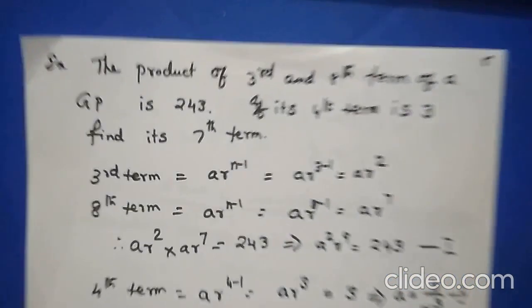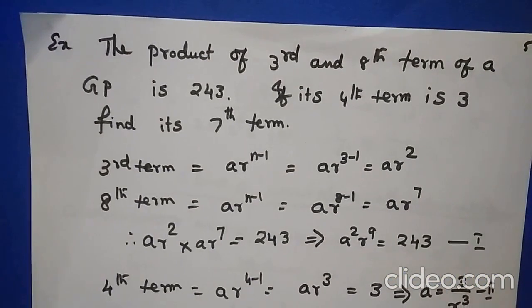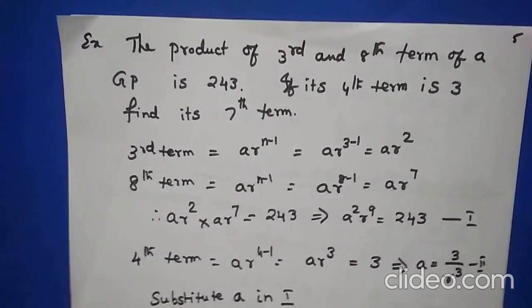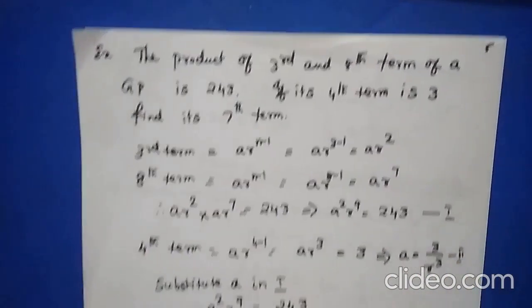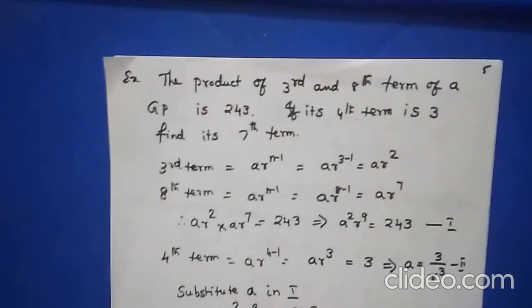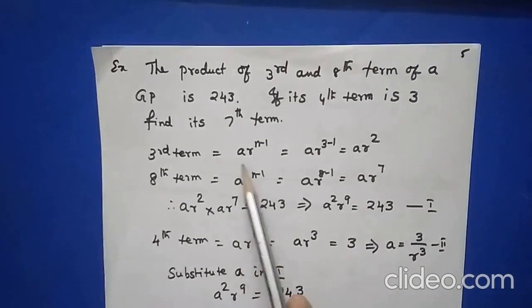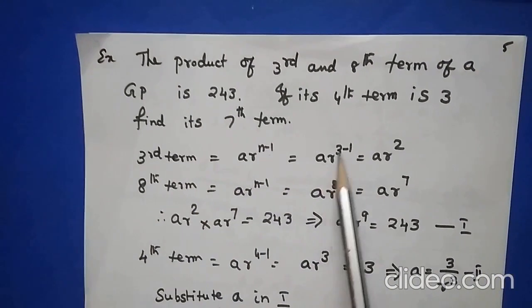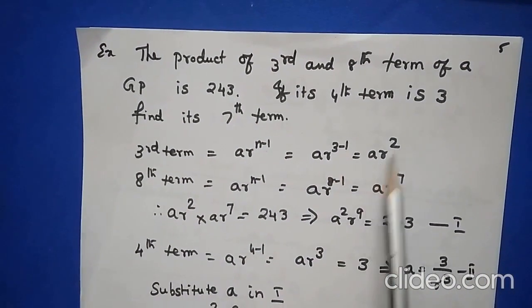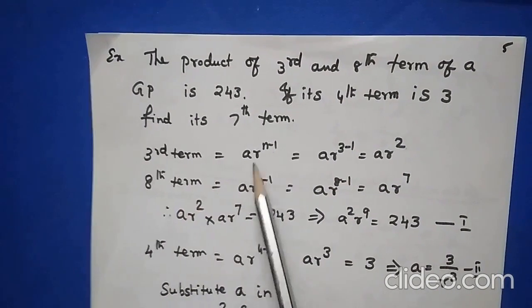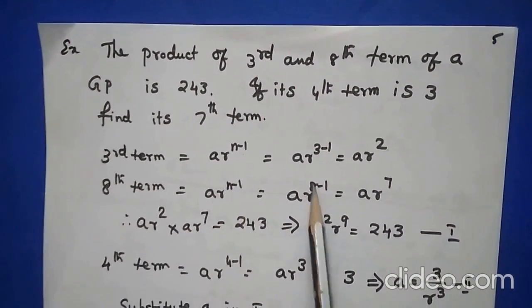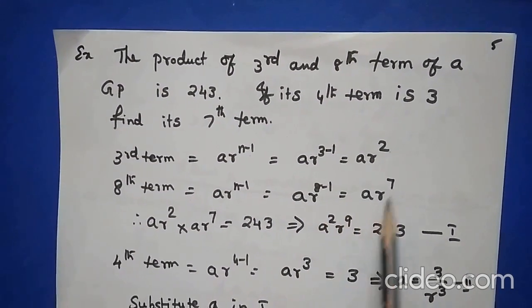Next example. The product of the third and eighth term of a GP is 243. If its fourth term is 3, find its seventh term. The general term is ar^(n-1). Then the third term becomes ar^(3-1), that is ar². The eighth term, with the same formula ar^(n-1), is ar^(8-1), which is equal to ar^7.